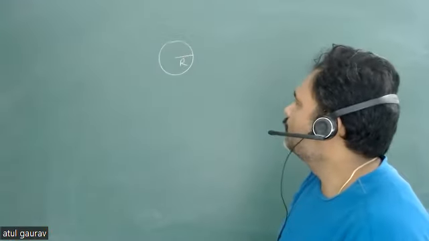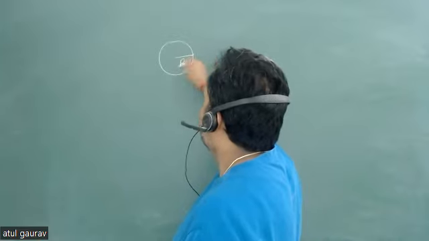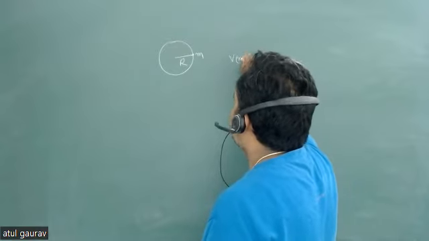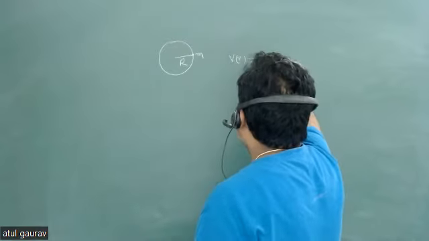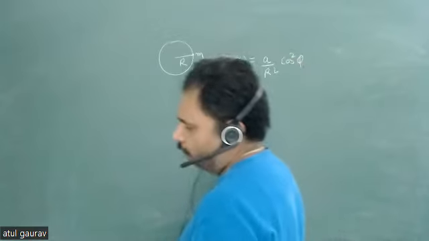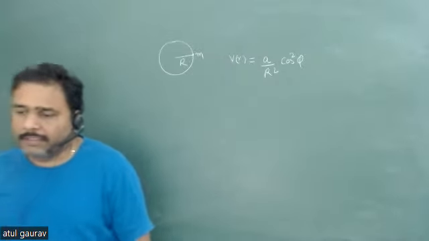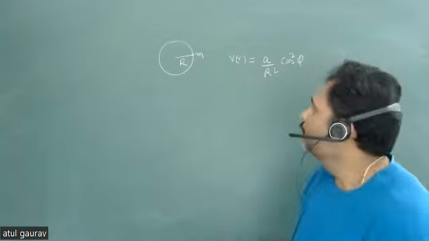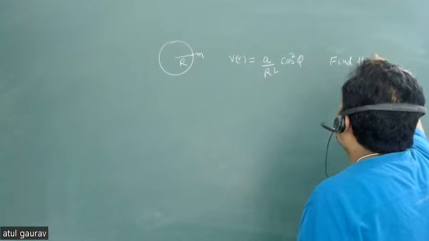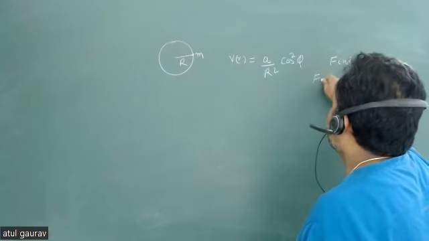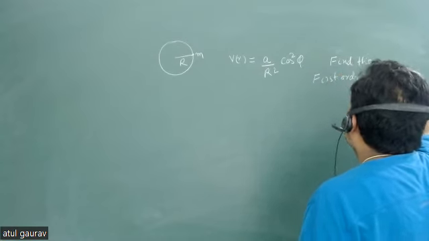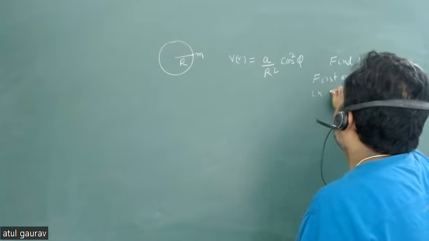Okay, so this is our particle, and let's say this particle has mass m and it is perturbed with a potential, and this potential is nothing but A upon r square cos square phi. So this is going to perturb with the potential A upon r square cos square phi. So what you have to do is find the first order correction in the ground state.